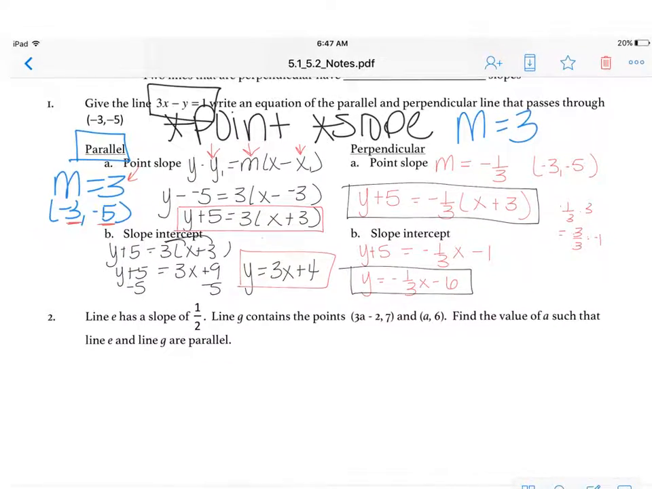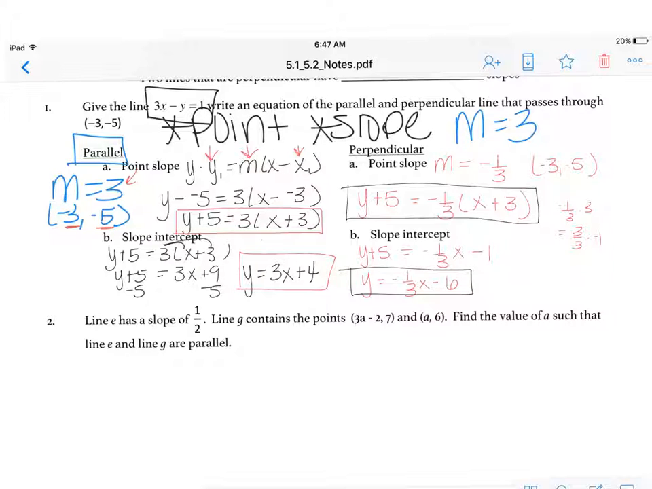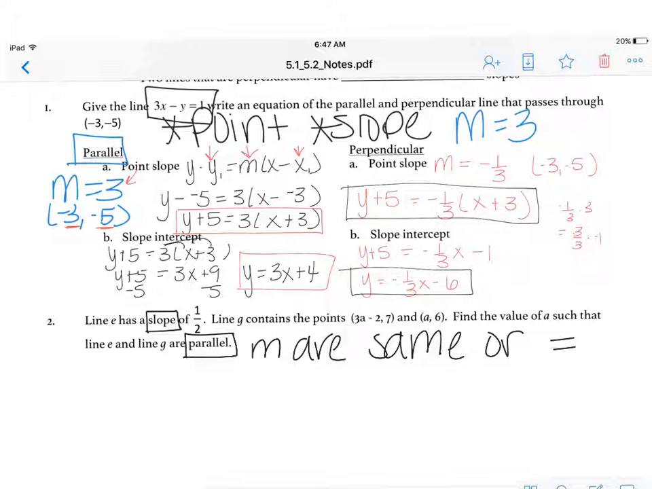The last one I'm going to have you try is number 2. It says line E has a slope of 1/2. Line G contains the points (3a minus 2, 7) and (a, 6). Find the value of a such that E and G are parallel. So think about what you know about parallel lines and what's given to you here. The slopes of parallel lines are going to be the same. In math, the word same means equal.